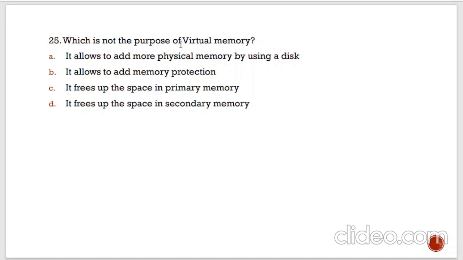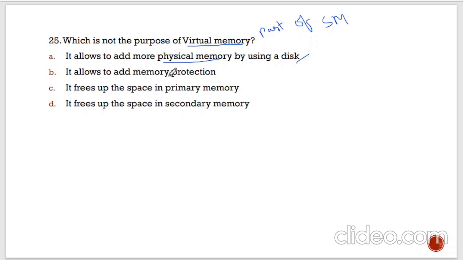It is part of the secondary memory. Virtual memory is part of secondary memory. But it creates an illusion that whatever data is present in primary memory is stored in some part of primary memory itself, though it is part of the secondary memory. So what is not the purpose of virtual memory? It allows adding more physical memory by using a disk. Yes, I am telling you, by using the secondary memory disk, it creates an illusion that we have more physical memory.